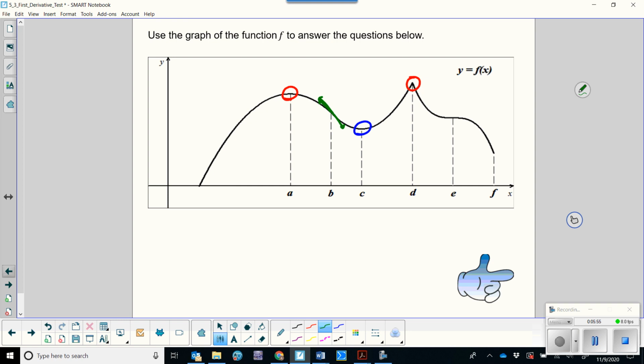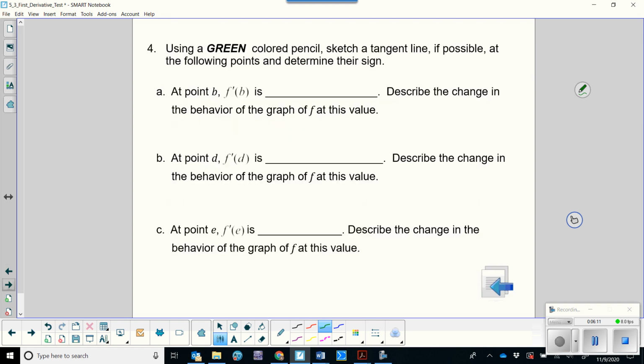Then we're supposed to try to draw it at D, but at D we can't draw a tangent line, right? Because we got a cusp there, so there's no derivative. And then at E we have this nice horizontal tangent line. Okay, so there are the tangent lines that we were able to draw.